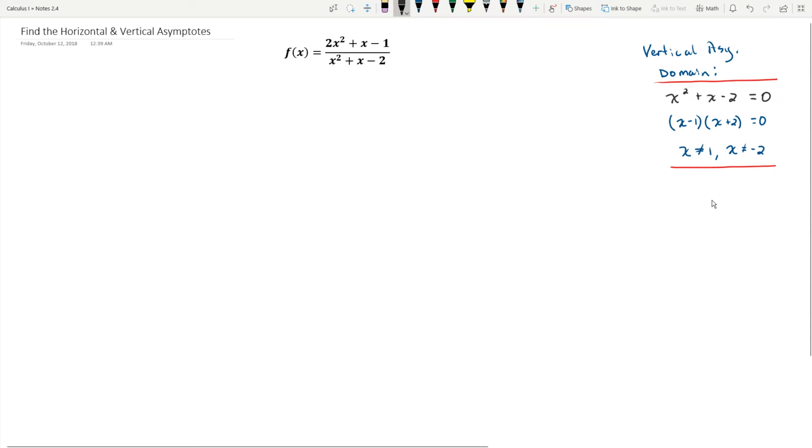As the book does it, they set it up as the limit as x is approaching, and they set it up for each one of these values, 1 and -2. So beginning with 1, we have 2x squared plus x minus 1 over x squared plus x minus 2. We already know that it's going to have a discontinuity, and it's not going to be a removable discontinuity. So now we're trying to find out, is this going to be a vertical asymptote? I can tell you it is. It's definitely going to be a vertical asymptote.